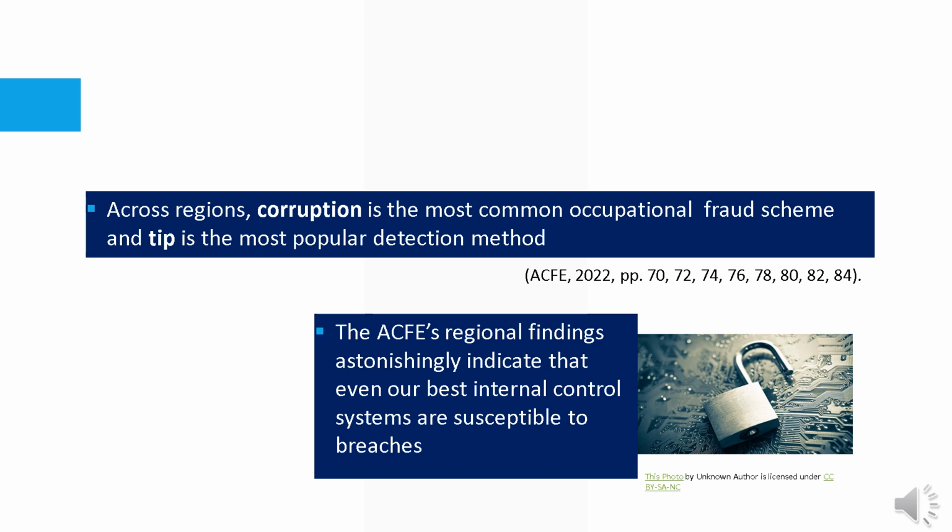ACFE looked at data from 8 regions across the world and realized that corruption is the most common occupational fraud scheme, and tip was the most popular detection method. So that tells me that programs like the whistleblower programs are actually effective.